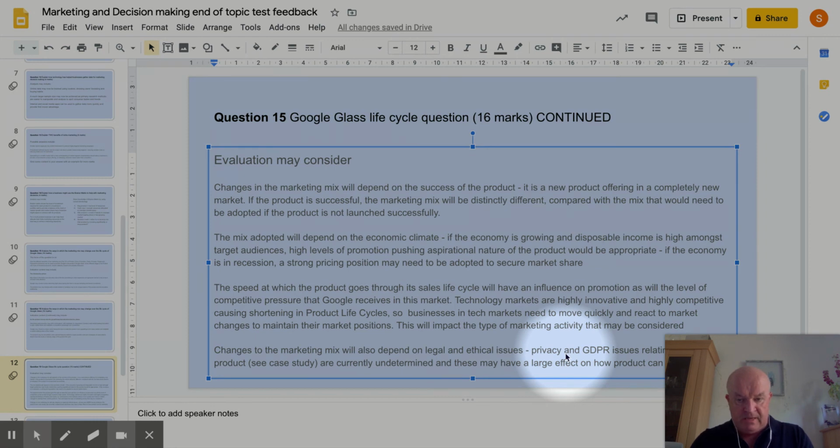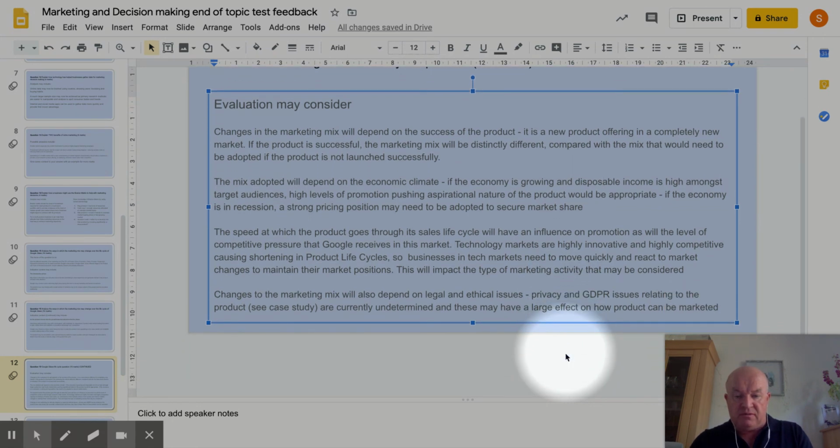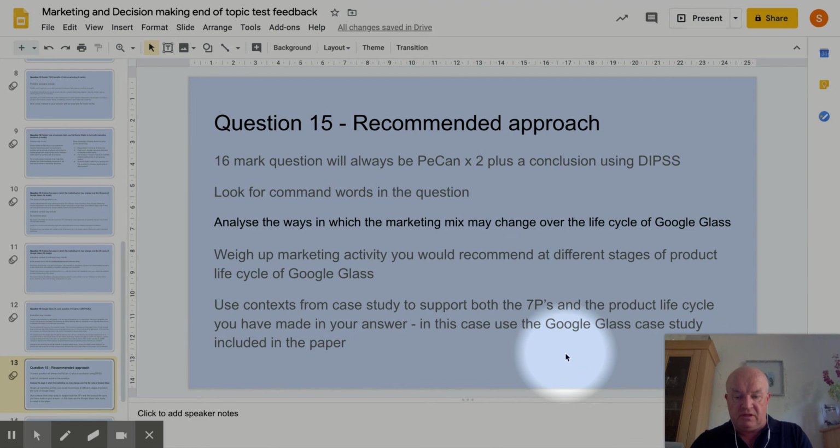Okay, so that gives you PECAN times 2 and also some evaluative points that you could include. In the last couple of slides, just look at the recommended approach, and this is almost a summary of what we've just gone through, okay? So remember, a 16-mark question is always going to be PECAN times 2, point explained with some contextualized analysis, the 2 factors, okay, plus a conclusion using DIPS, and we'll come back to DIPS.